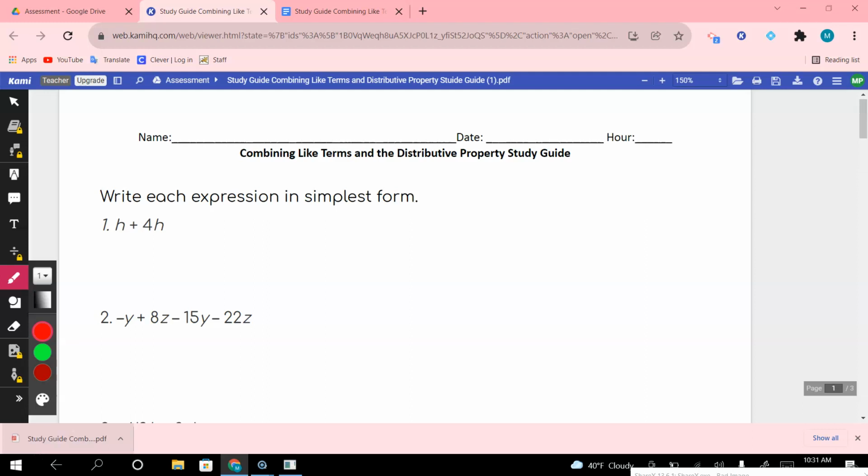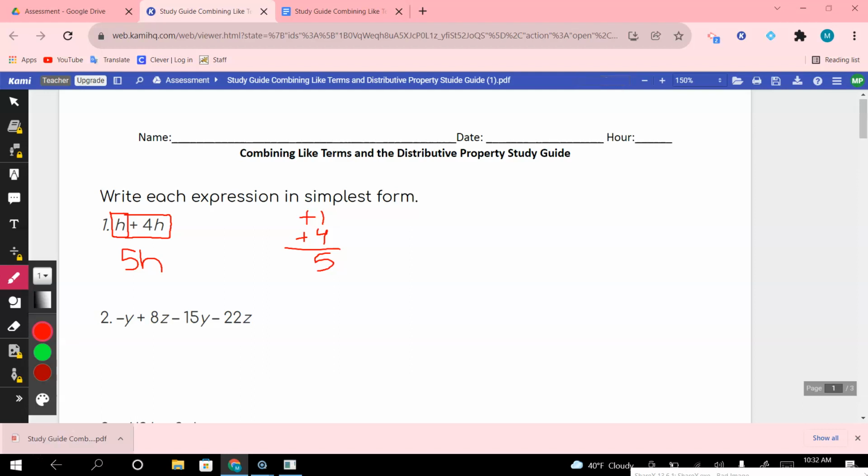Okay, so number one, H plus 4H. They are both like terms because they both have the letter H in them. Remember, there's an understood 1 in front of that H. So if we take our coefficients, remember our coefficients are the numbers in front of the variables, we have a positive 1 and a positive 4. They have the same sign, so we're just adding, and we're going to have a positive answer because they were both positive. So number 1 would just be 5H, 1 term.